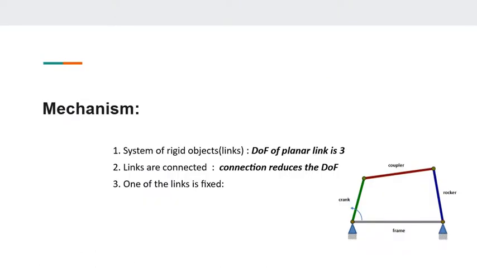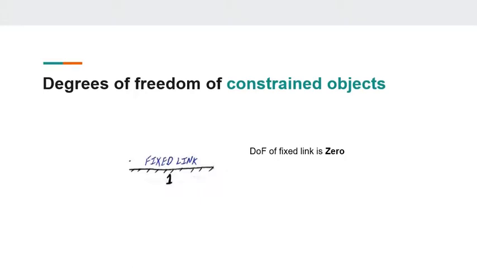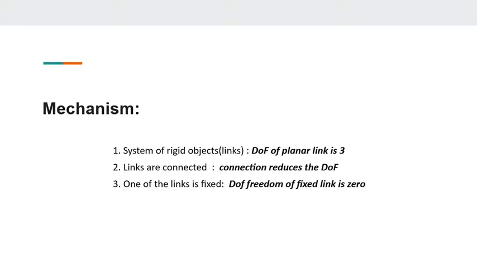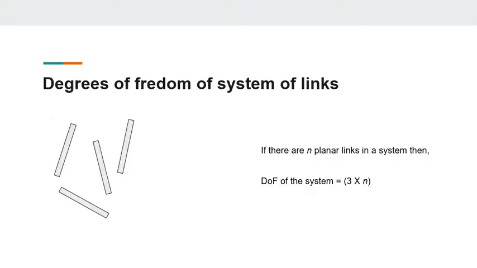Now, let us focus on the third condition of a mechanism. The degrees of freedom of a fixed link is always 0. This is because it does not move in any direction at any time at any cost. If we have n number of unconnected links, then the total degrees of freedom becomes n times 3.